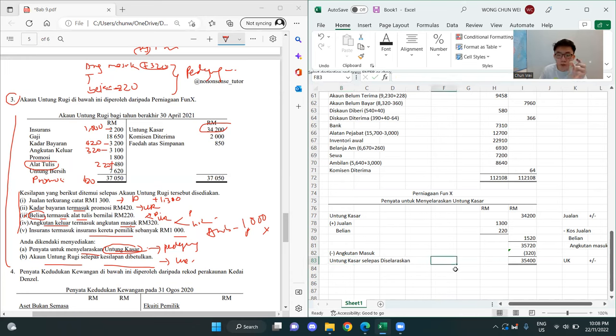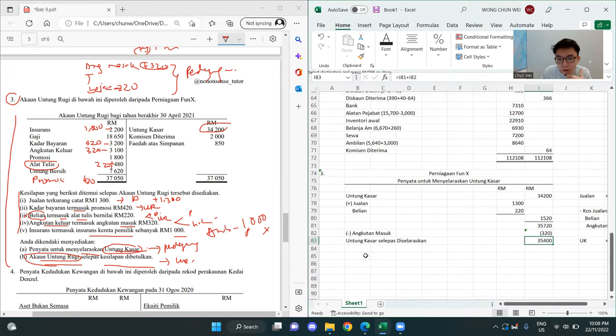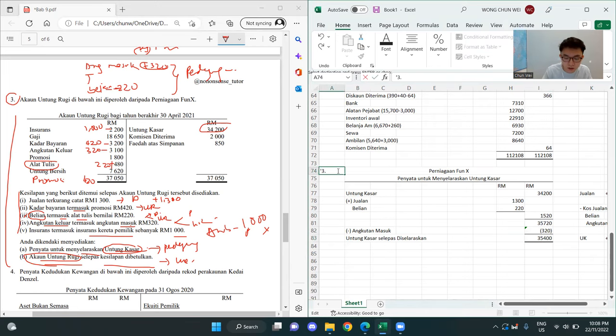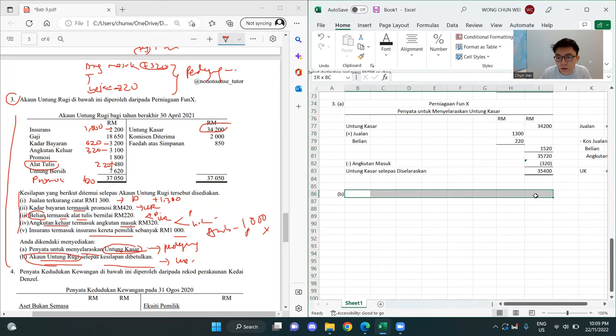This will mean I have to do some adjustment to the untung kasar. So if this changes, then later I have to do the account untung rugi also. Okay. So in your account untung rugi, this one is simple lah. You just put in all the figures. So here, we just do a T account lah. Okay. So more simple.